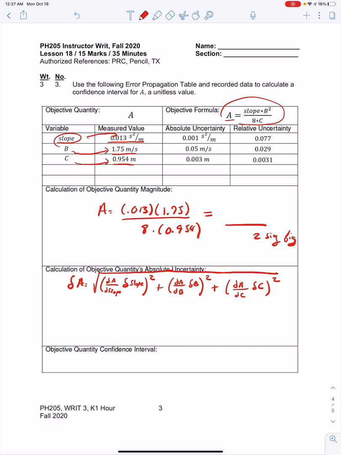Notice we are given the absolute uncertainties of the slope, B and C. I'm going to write it down. Let's check, check, check. Those are the absolute uncertainties right here. You are given that. Okay? What you're not given right off the bat is the partial derivatives. So let me put it as an example. Let's start with examples, just to refresh your memory about the derivatives in general.